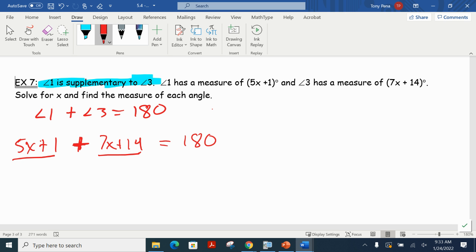From there, no different than what we've been doing. You're going to solve that equation for x. Once you know what x is, you're going to plug it in, figure out what your angles are. Okay?